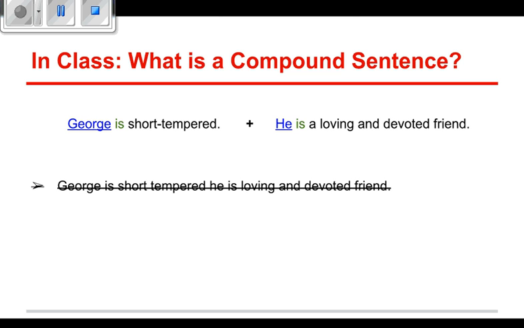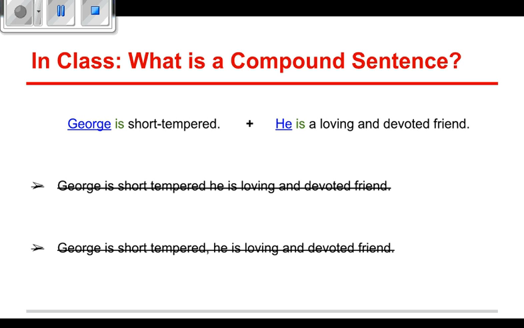Could I put them together by eliminating the period? No. What we call that is a run-on sentence, and we do not want to do that. So make sure when you're creating a compound sentence, you don't just put two independent clauses together without a period. Could I combine them together just with a comma? No. You do not want to combine two independent clauses together with a comma. What we call this is a comma splice, and that is something you do not want to do.